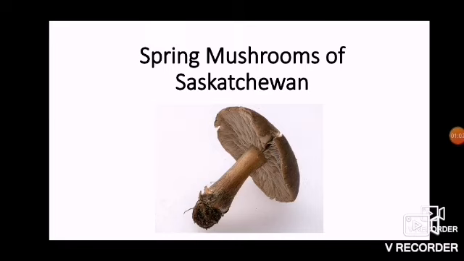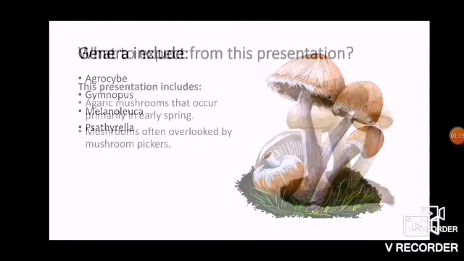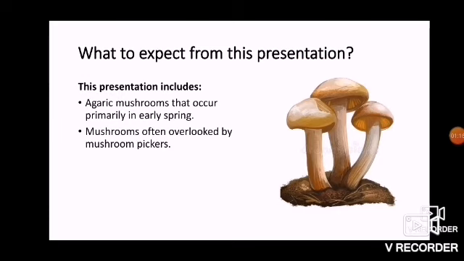So, let's begin here. This is the spring mushrooms of Saskatchewan. The genera that we will be looking at are Agaricus, Gymnopus, Melanoleuca, and Psathyrella. And what you can expect from this presentation is basically a look at some of the agaric mushrooms that are edible and occur primarily in early spring.